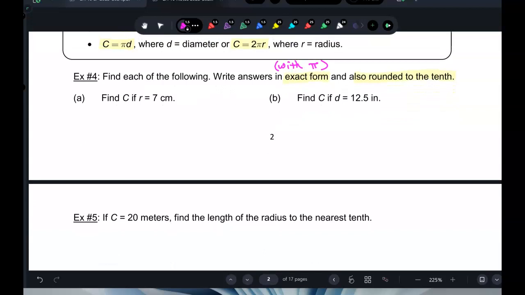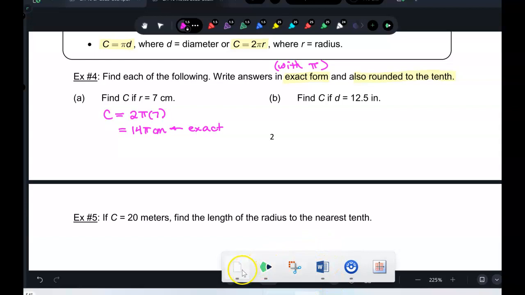Okay, so I want to find the circumference. If the radius is 7, that's going to be 2 times pi times 7, which will be 14 pi centimeters. So this is our exact form. Yeah, it's supposed to have a pi there.